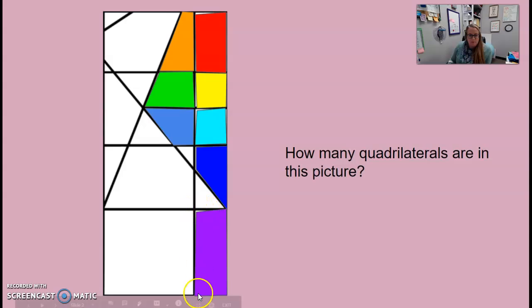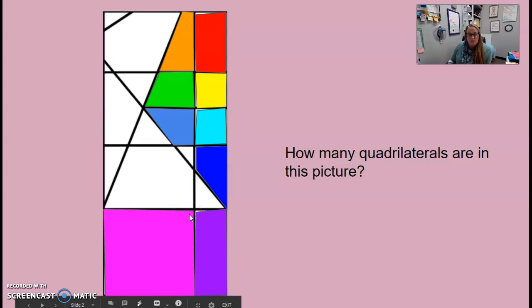Yeah, that one works. 1, 2, 3, 4. What about this one? Does it work? Is it a quadrilateral? Yeah, that one's a quadrilateral also. 1, 2, 3, 4. So you made an estimation to decide how many quadrilaterals you thought were going to be in this picture. Was your estimation right? Let's see. So let's count how many we had. 1, 2, 3, 4, 5, 6, 7, 8, 9.